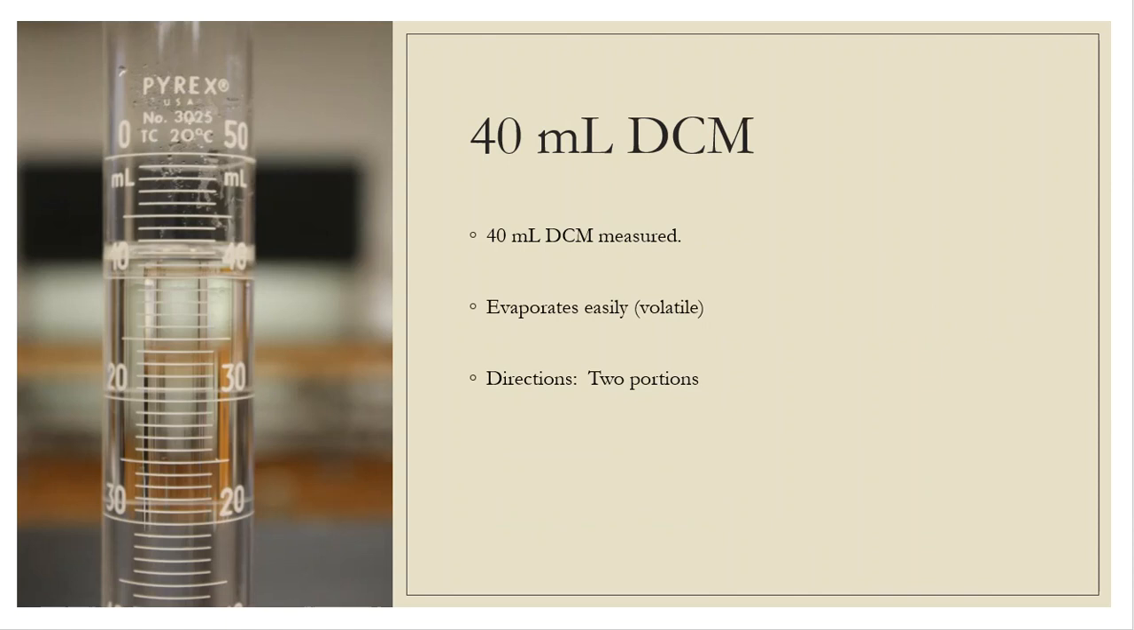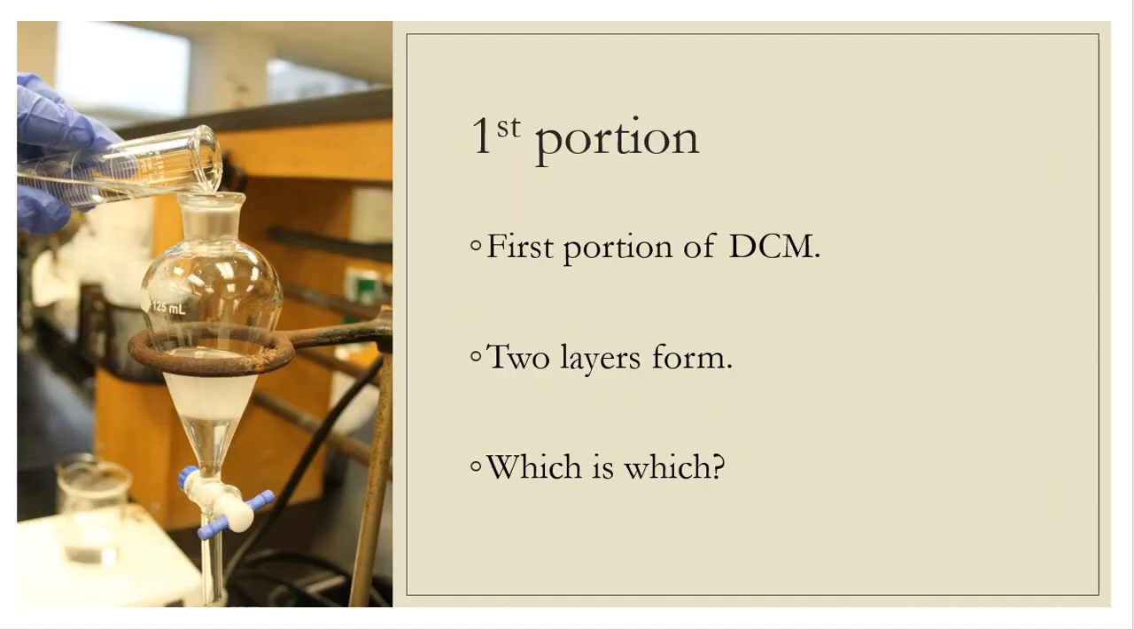The lab directions tell me to take 40 milliliters of methylene chloride, so that's what you're seeing here. I used a little bit more. And then it told me to wash it in 2 portions. All right, so the first portion is going to go in. I'm going to say about 20 milliliters in total, about half. And what you see in the separatory funnel are 2 layers that form. A cloudy one on top, and then a more clear one on the bottom.